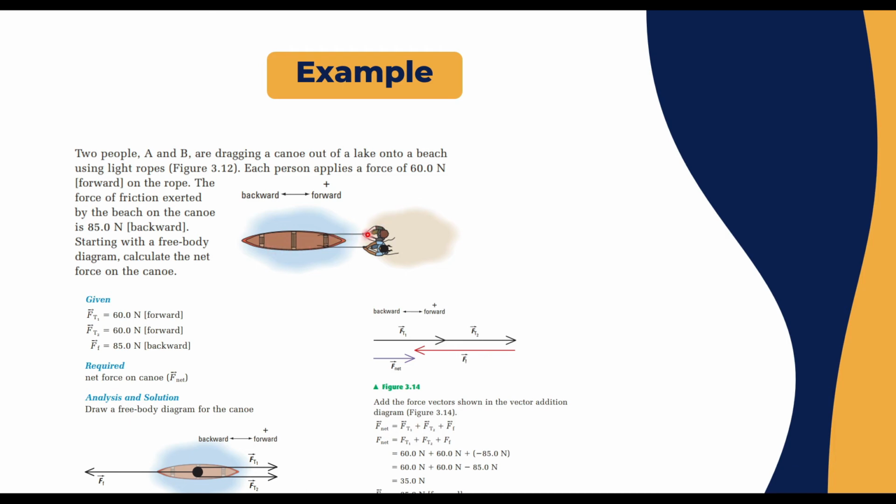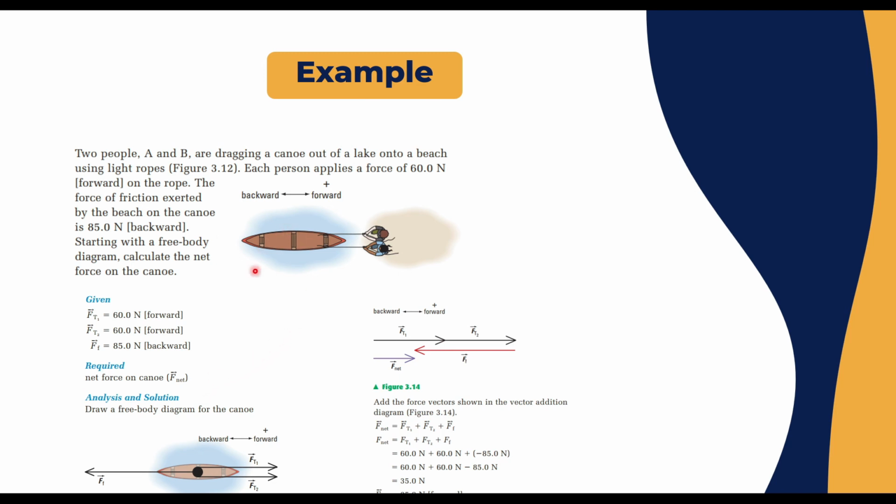Firstly, Ft1 is the tension by person A, 60 newtons forward this way. We say forward is positive, backward is negative in this case. And we can see all the forces here are collinear, meaning on the same plane. There are no angles over here, so we just have forward and backward. That makes it easy for us. We have Ft2, the tension from person B, 60 newtons forward as well. Friction force is 85 newtons backward that way. What you need is F net, or F resultant.